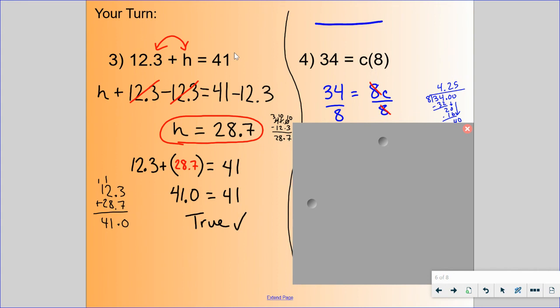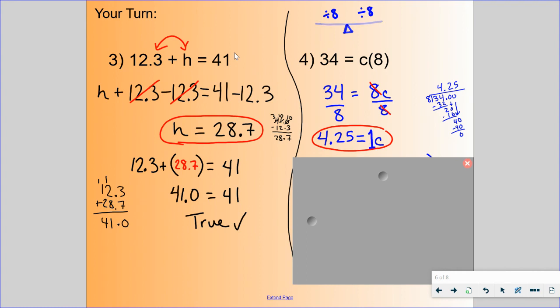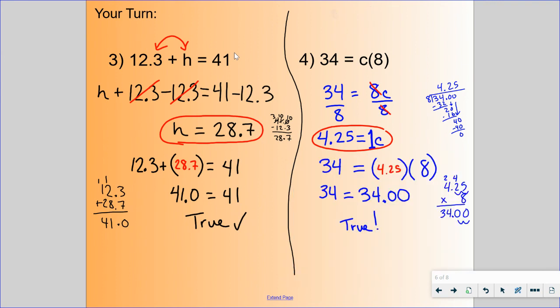Remember, if an equation is a scale, keep it fair and balanced. If you divide one side by 8, then make sure to divide the other side by 8. Now, of course, 8/8 makes 1 whole C, not that you have to write the 1. 34 and 8/10, 34 divided by 8 is 4 and 25/100, and we can check it.